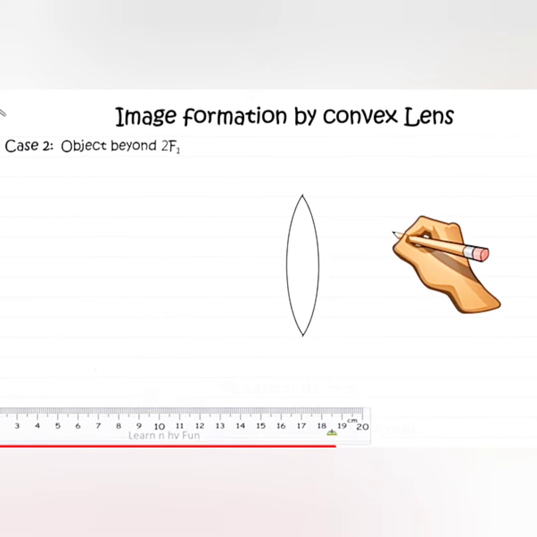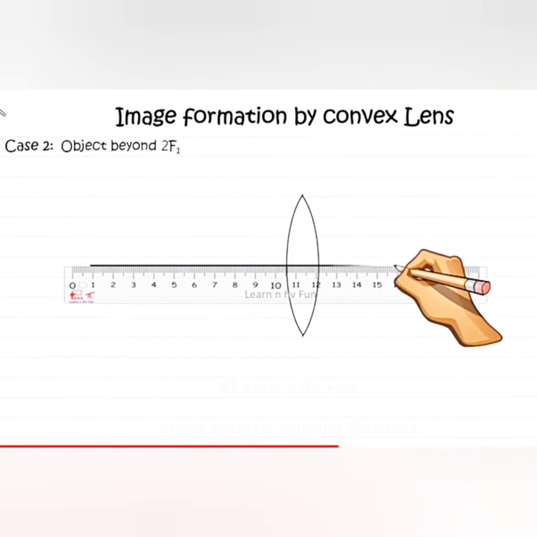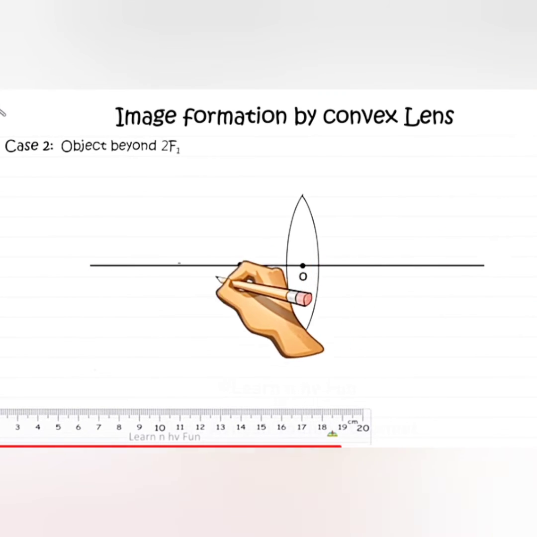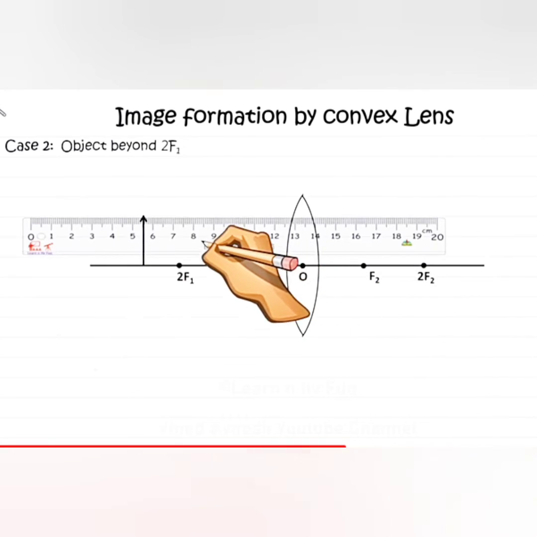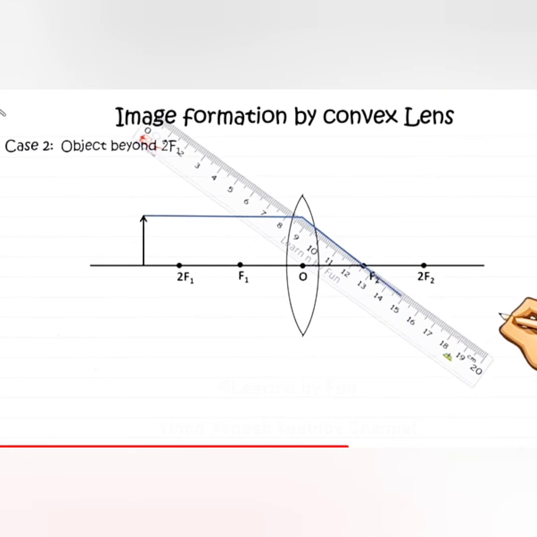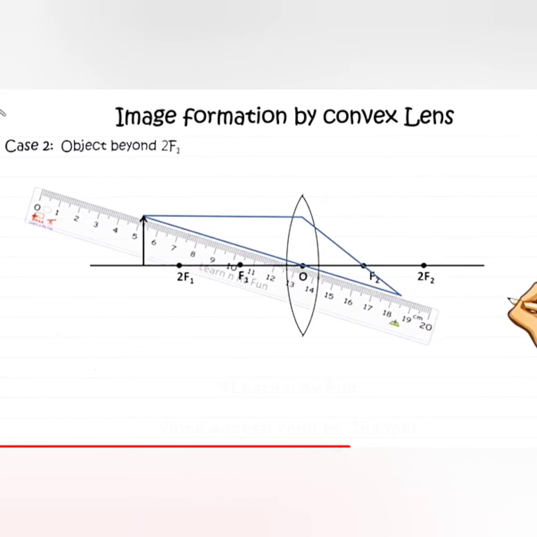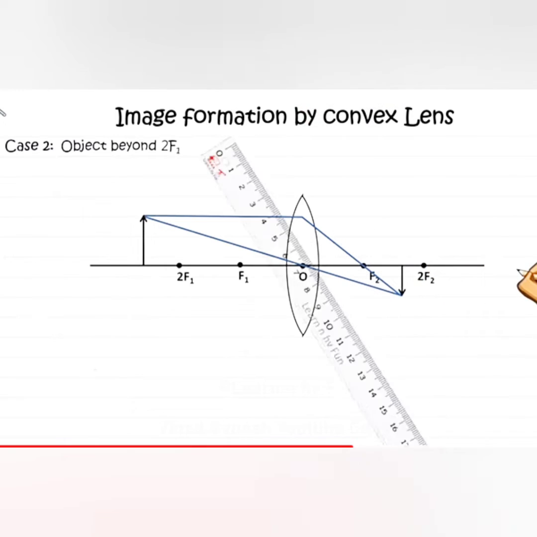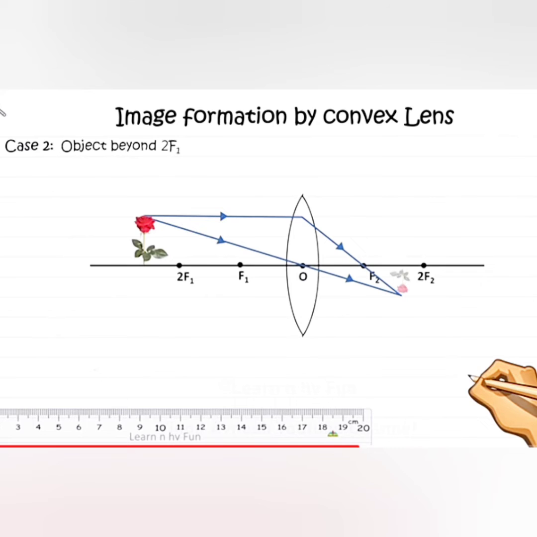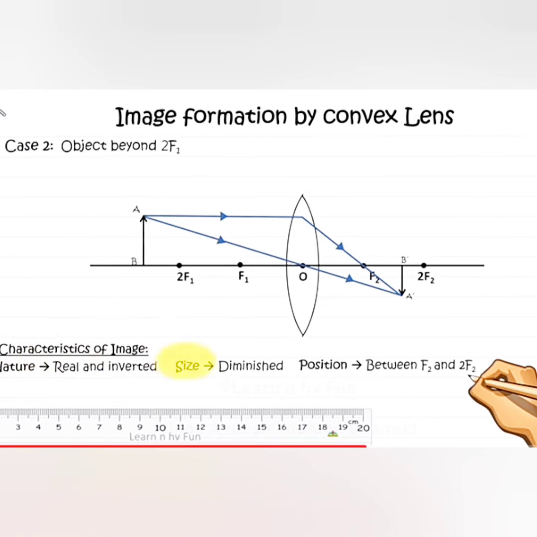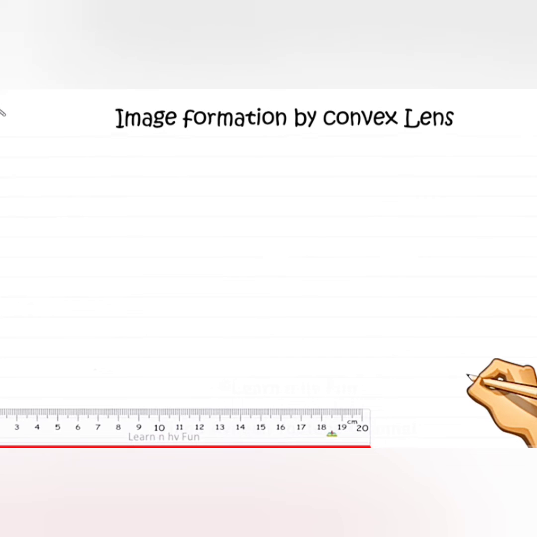According to rule number 1, a ray parallel to the principal axis, after refraction from the convex lens, will pass through the principal focus on the other side of the lens. And by using rule number 3, a ray passing through the optical center of a convex lens will emerge without any deviation. Both rays meet each other between f2 and 2f2. So here is the image. So what is the characteristics of this image? Real and inverted, size diminished, position between f2 and 2f2.